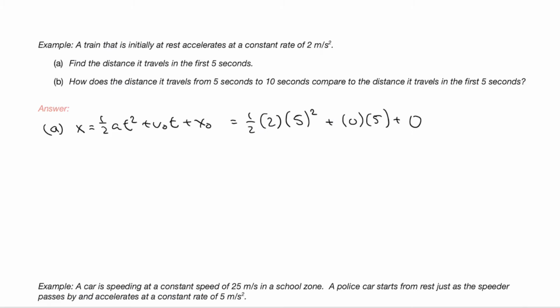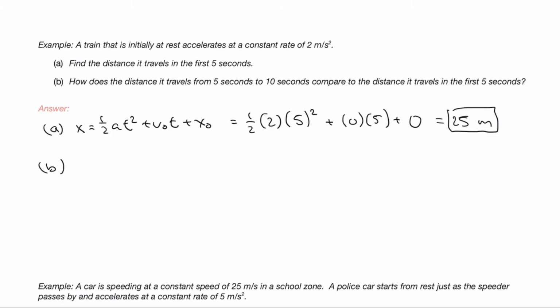That finally gives us the position at 5 seconds as 25 meters. But because we started at 0 and we ended up at 25 meters, then we know that the distance we traveled is in fact 25 meters, and so that's the correct answer.